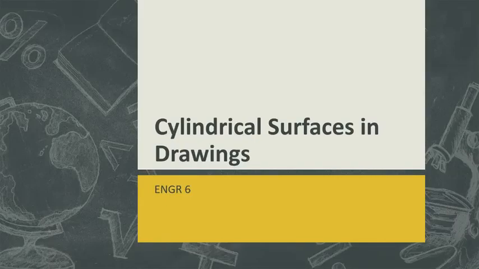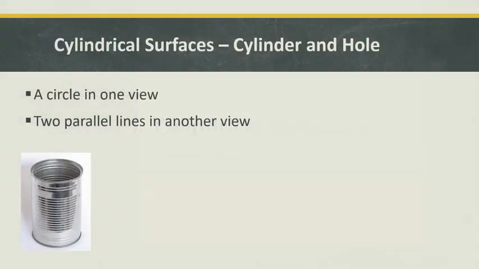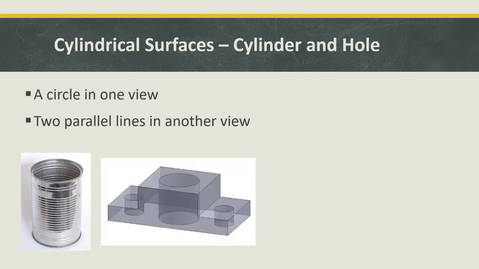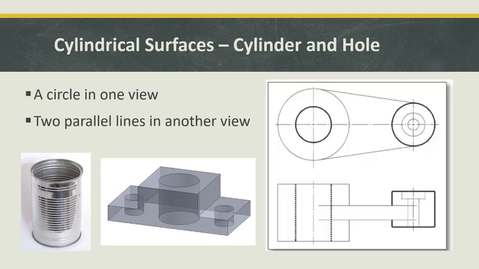Now let's learn how cylindrical surfaces will look in the multi-view drawings. When a cylinder is looked at from the side, it looks like a rectangle. If looked at from the top, it'll look like a circle. A hole is the same. The only difference is that the two sidelines, or the silhouette lines, are hidden.